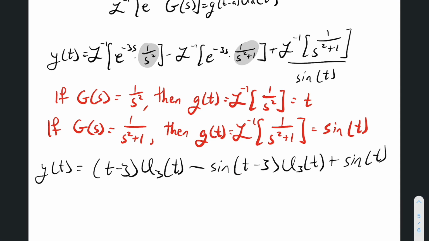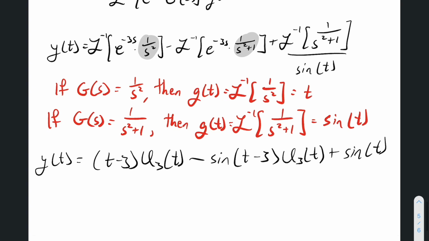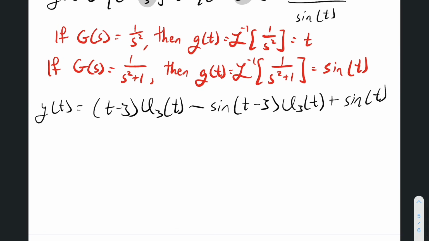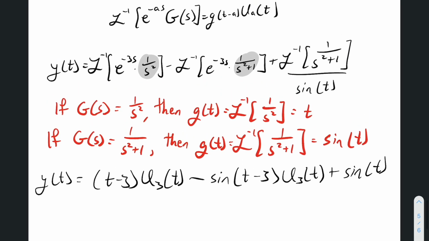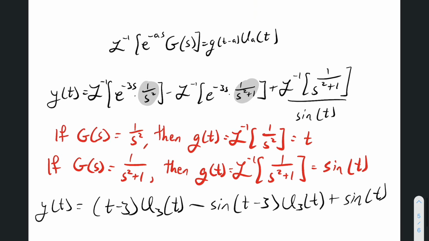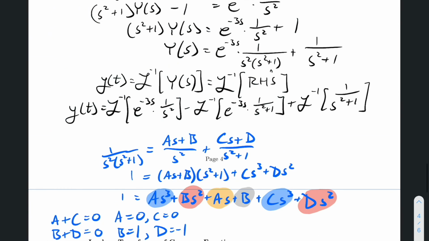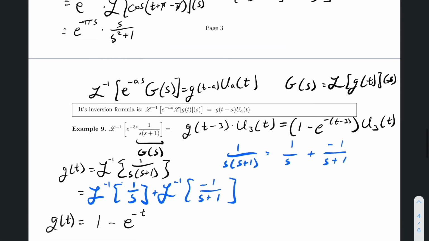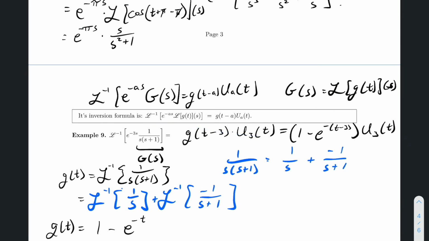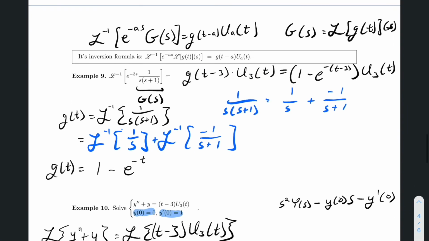All right, and let me check with what I had before. t minus 3, u sub 3, sine of t minus 3, u sub 3, and sine of t. Okay, so yeah, this is what I had before, so I'm pretty confident in this answer at this point. And yeah, that's how you do it. A lot of formulas, a lot of moving parts in these things. It's definitely complicated, but we're solving progressively more and more complicated differential equations, so it's to be expected. But yeah, that's how you do it.